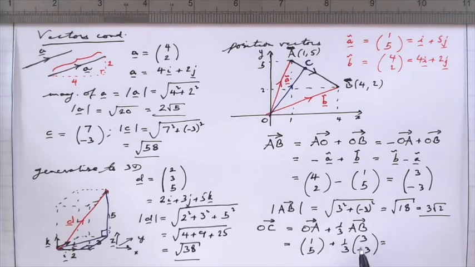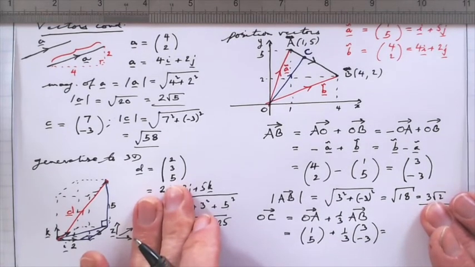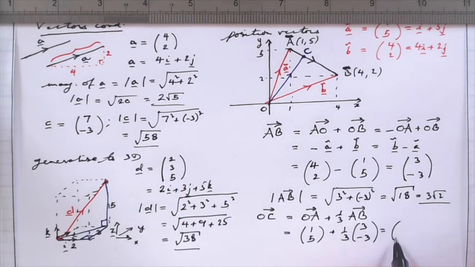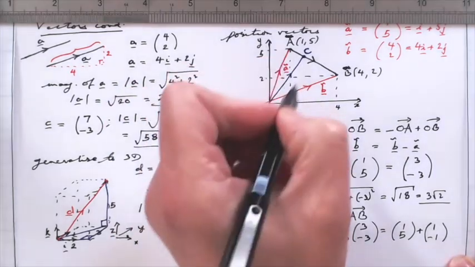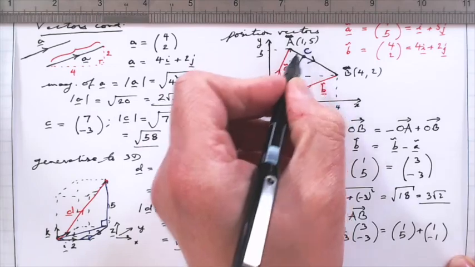which is, we just shift the paper up here slightly, 1, 5 plus, remember, when we multiply a vector by a number, we just multiply each component separately. So 1/3 times 3 is 1, and 1/3 times negative 3 is negative 1. Then we can add these two vectors together, and we get 1 plus 1 is 2, and 5 take away 1 is 4. 2, 4. So 2, 4 would be the position vector pointing to C.